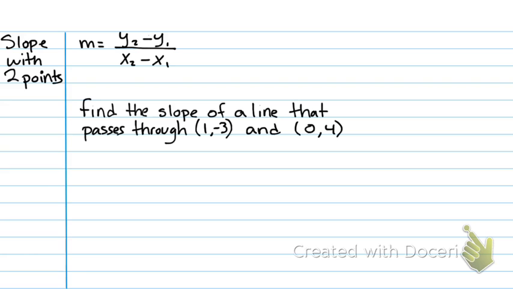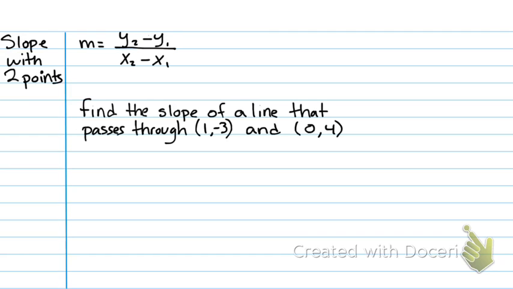Okay. For the last version of how to find slope, it's going to be how to find slope with 2 points, and we do have a formula. It's y2 minus y1 over x2 minus x1. Okay. And let's say we have a question that says this. Find the slope of a line that passes through point (1, -3) and (0, 4).